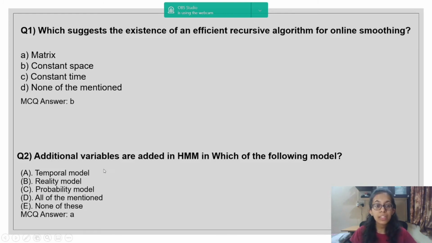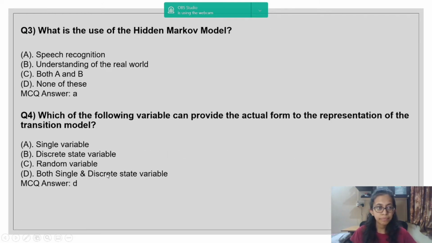And probability model is not applicable in the case of HMM. So temporal model is used. Temporal model is when there is a model on a given state or given time. So the answer is A.